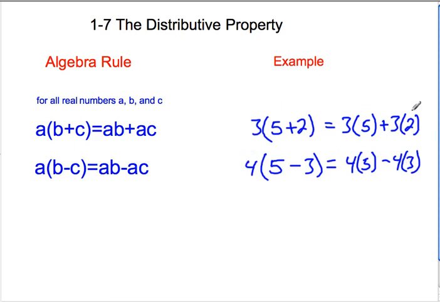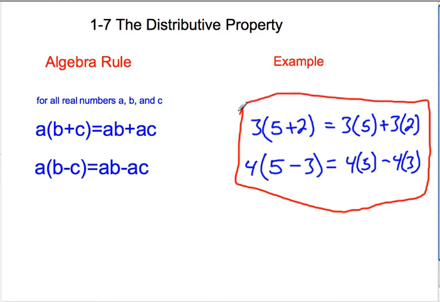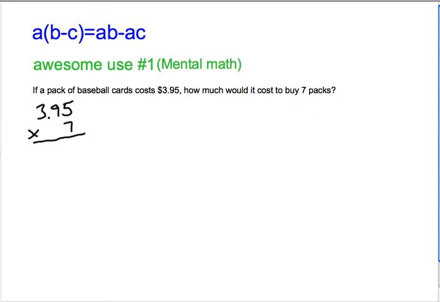These examples aren't really the usefulness of the distributive property, because we could do these examples without the distributive property. So let's go on to show the usefulness of it. Awesome use number 1, mental math. So let's say you want to buy a pack of baseball cards. Actually, you want to buy 7 packs of baseball cards, and each one costs $3.95.